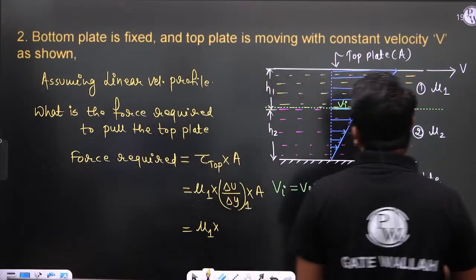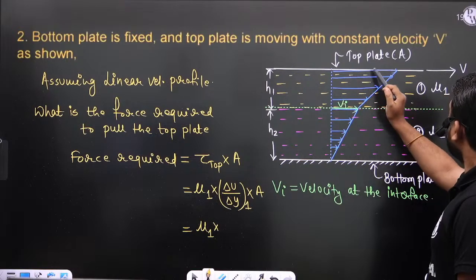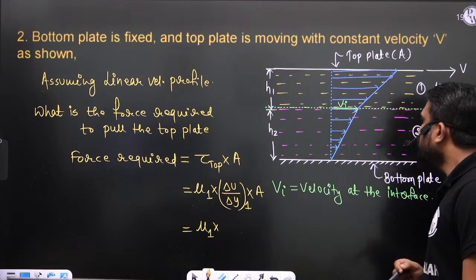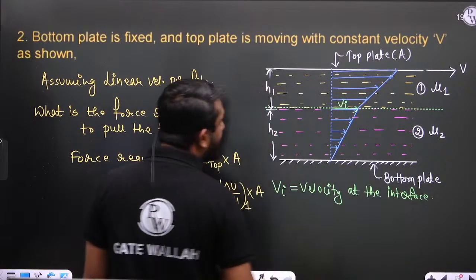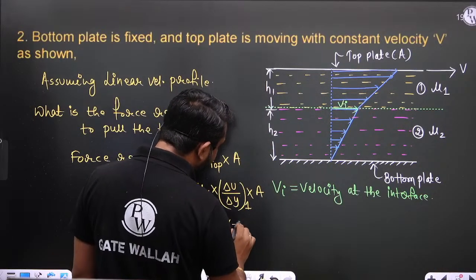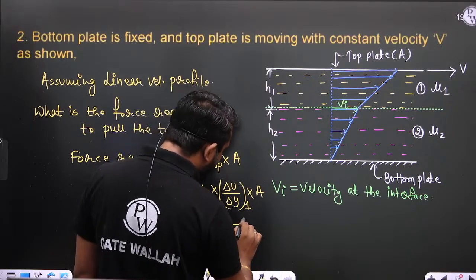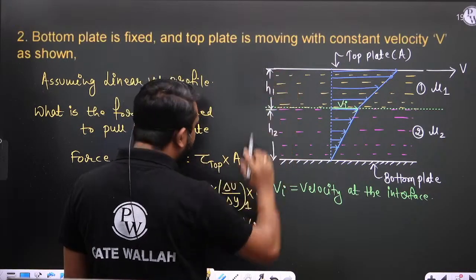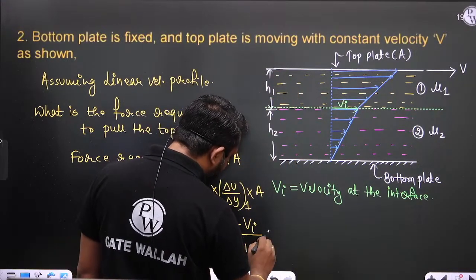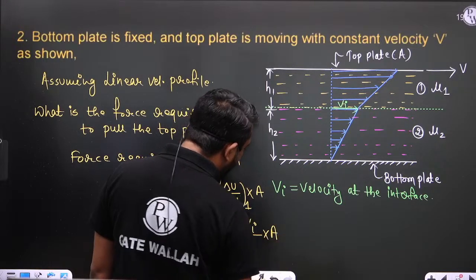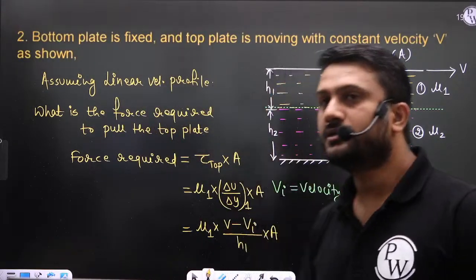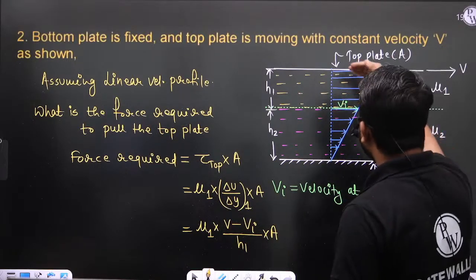So we can write delta u is u top minus interface, right? So simply we can write this is the v minus vi divided by delta y, which is h1, multiplied by area, right? So this is the shear force, the resistance force which is experienced by this top plate.